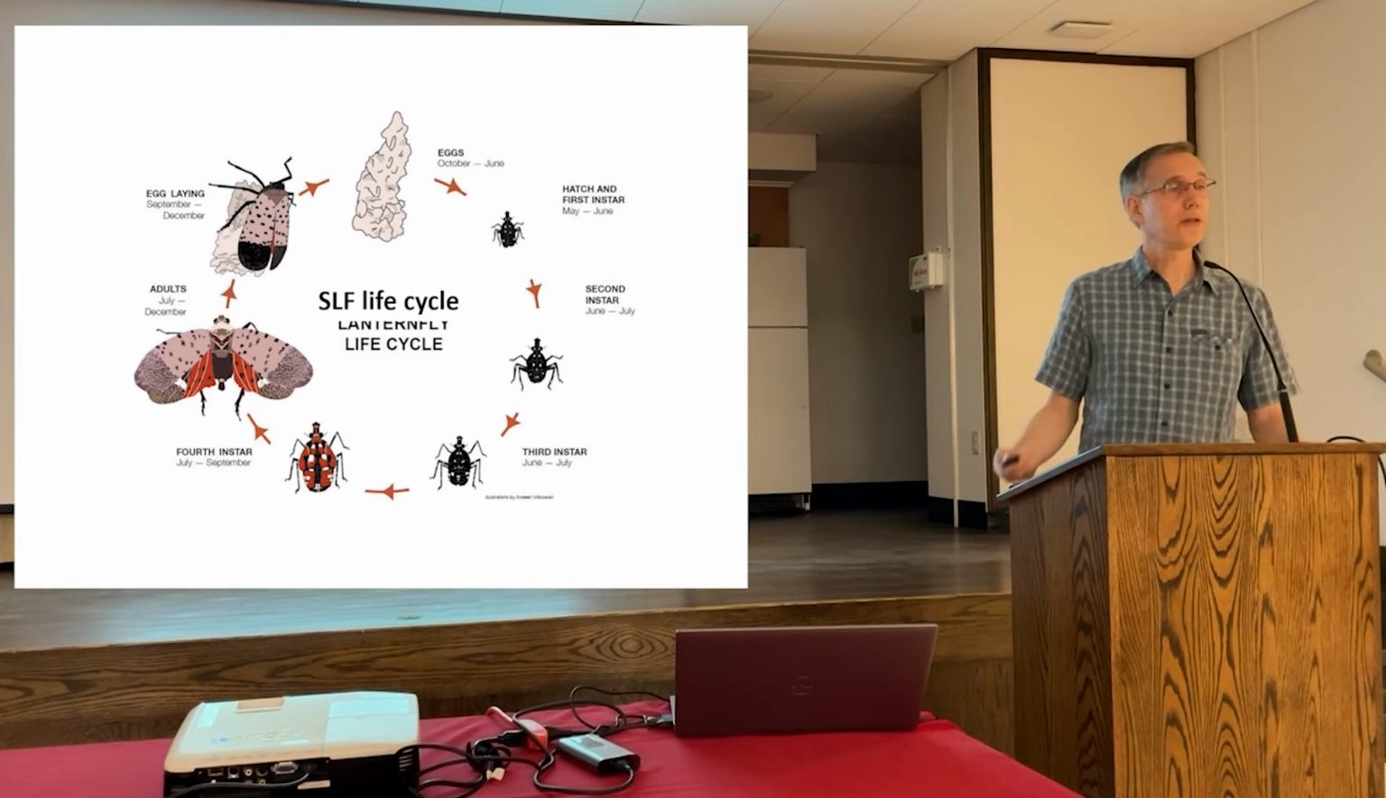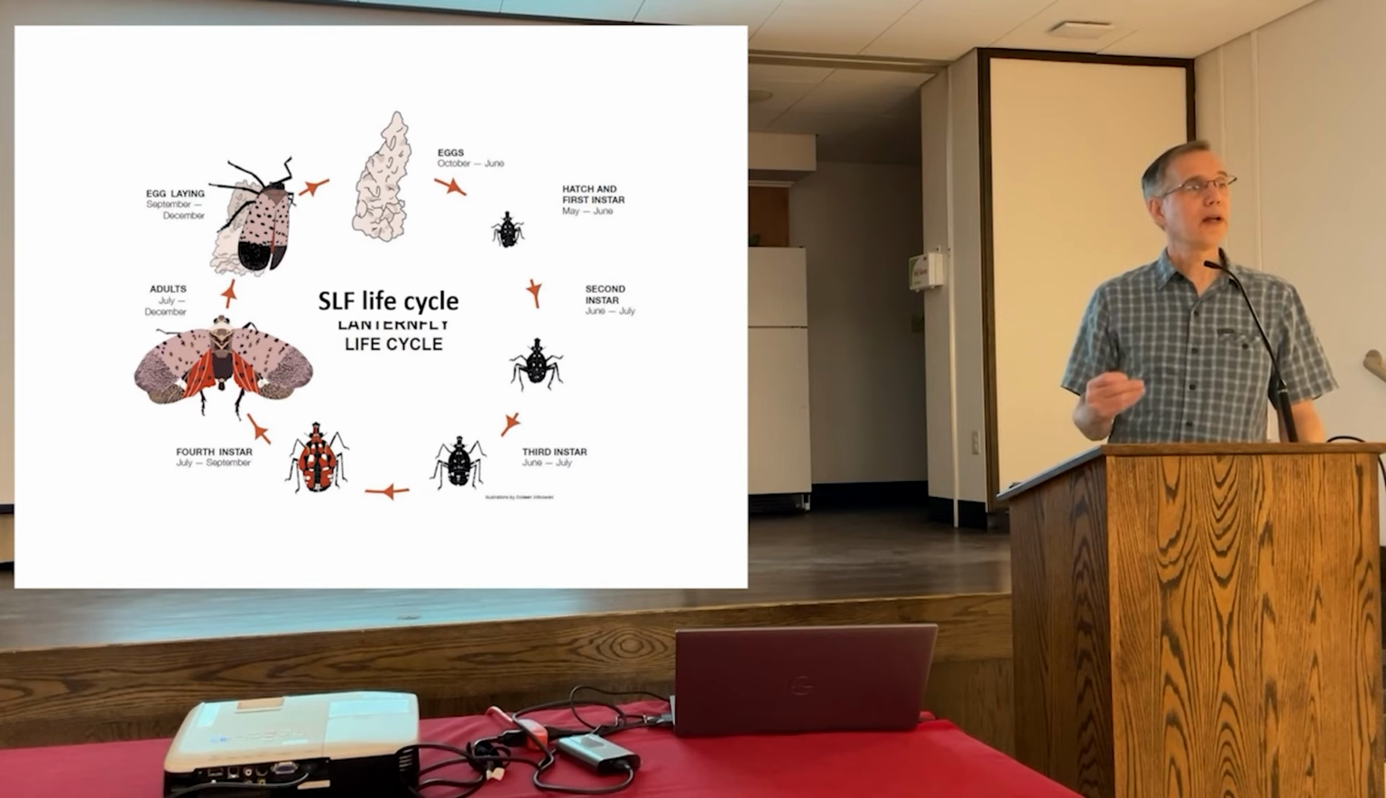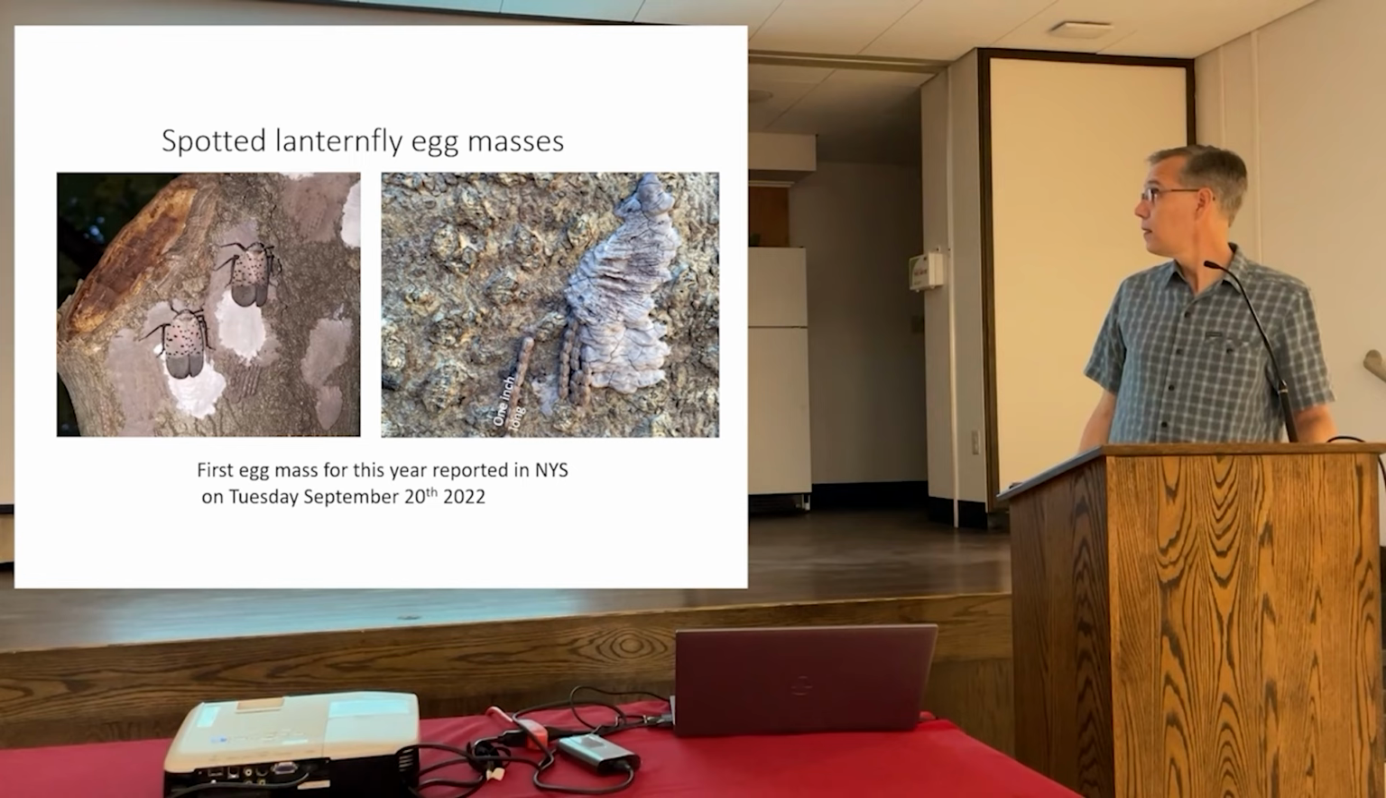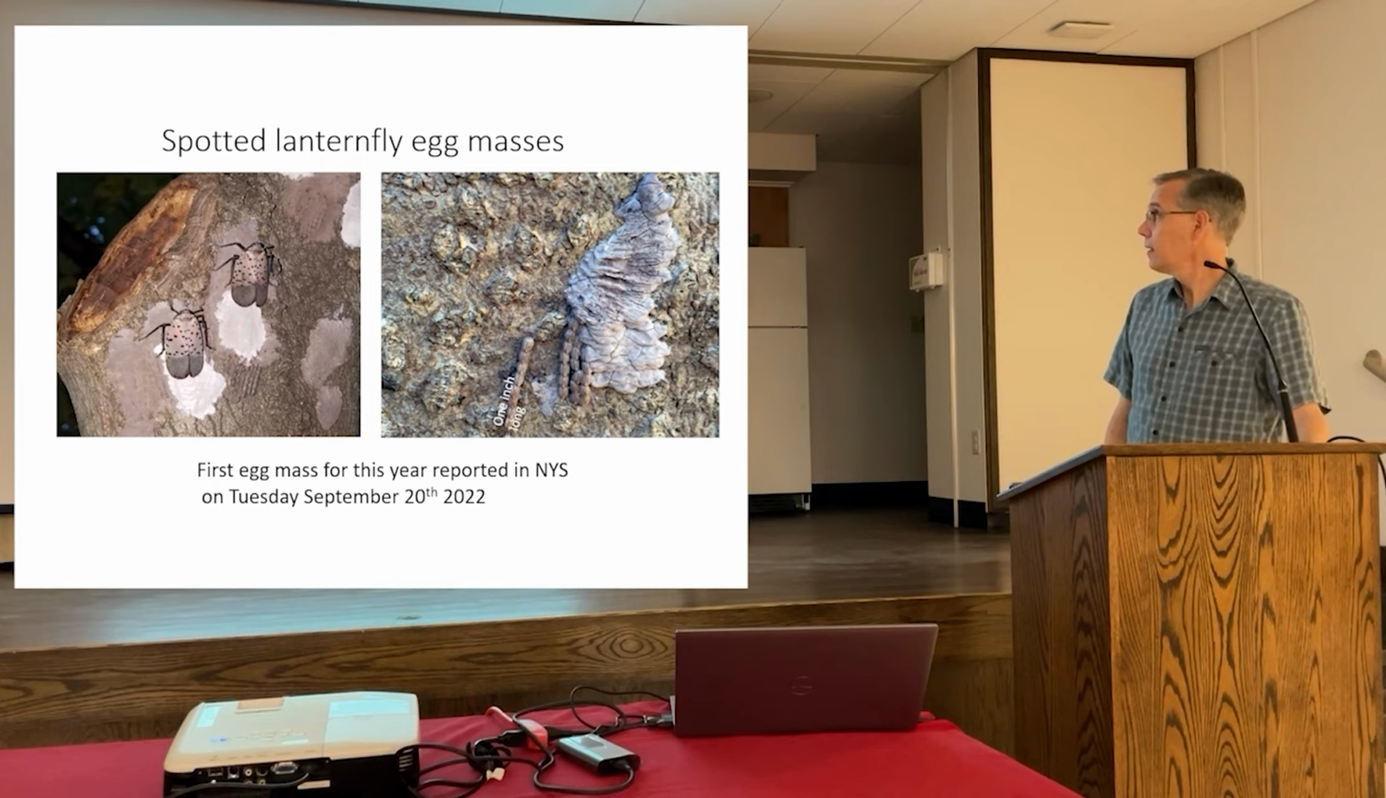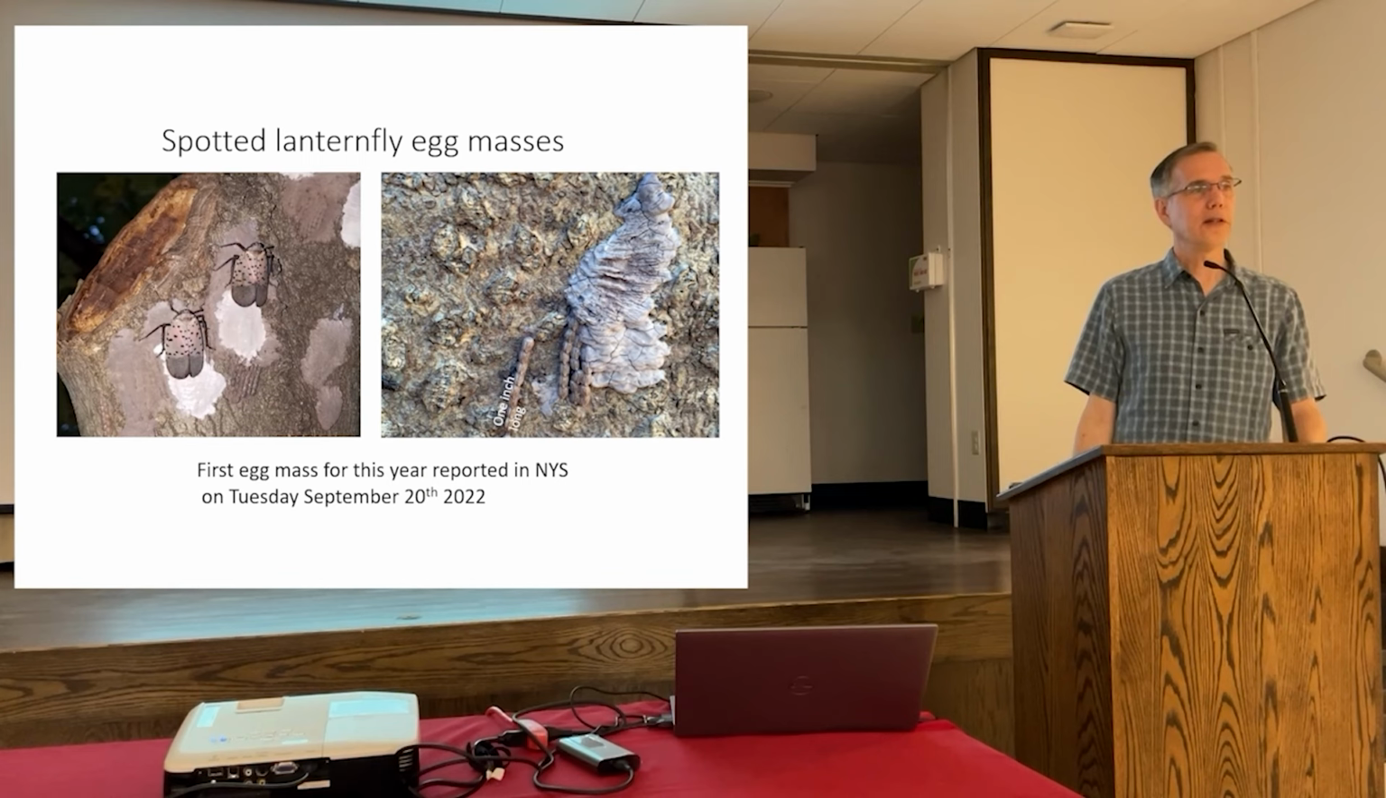They lay their eggs starting right around September 20th. It's associated some with day length. And this is what the egg masses look like. Like I said, this is what would be around right now. But they're relatively camouflaged. We used to say they would lay their eggs on any hard material, but now we know that they can lay their eggs on anything. Here's a camp chair.